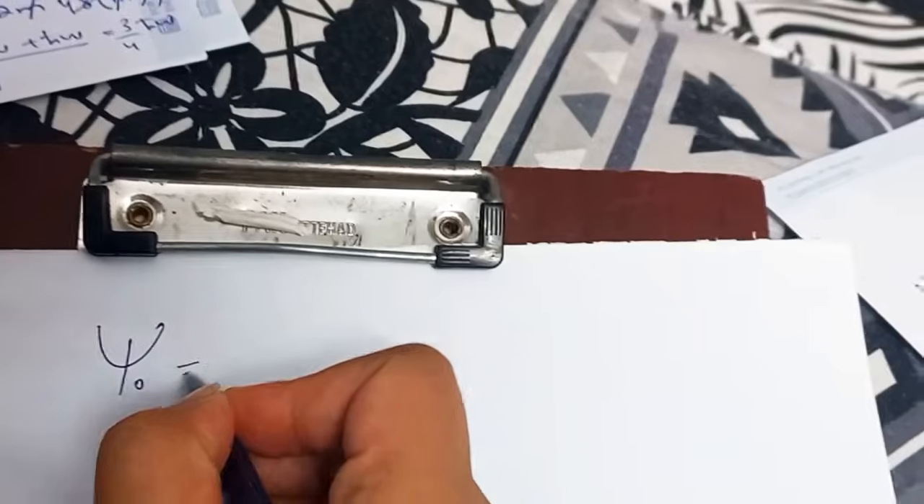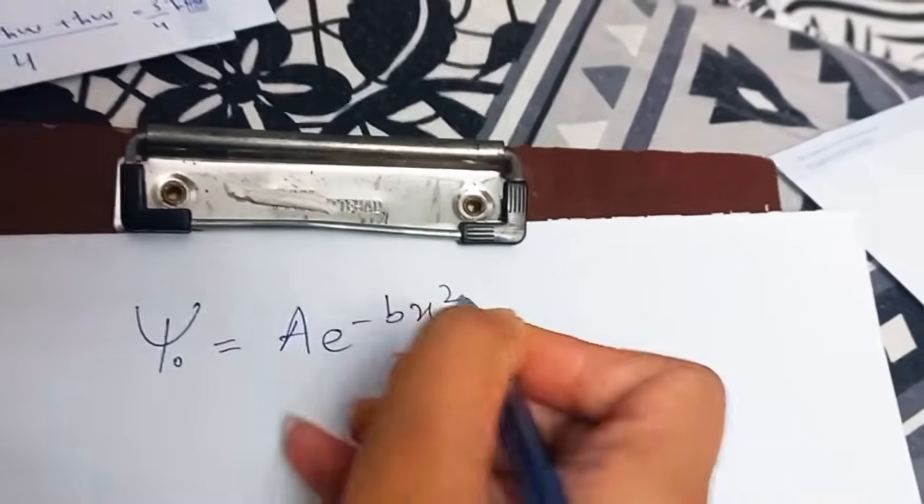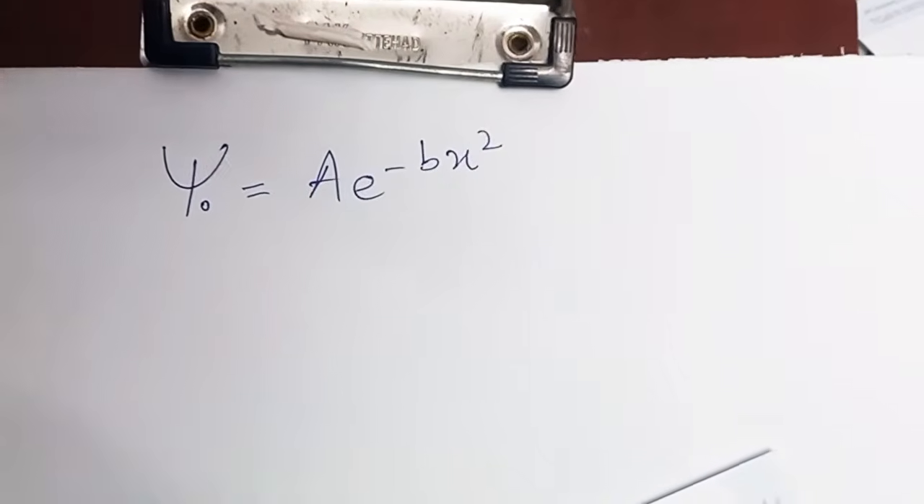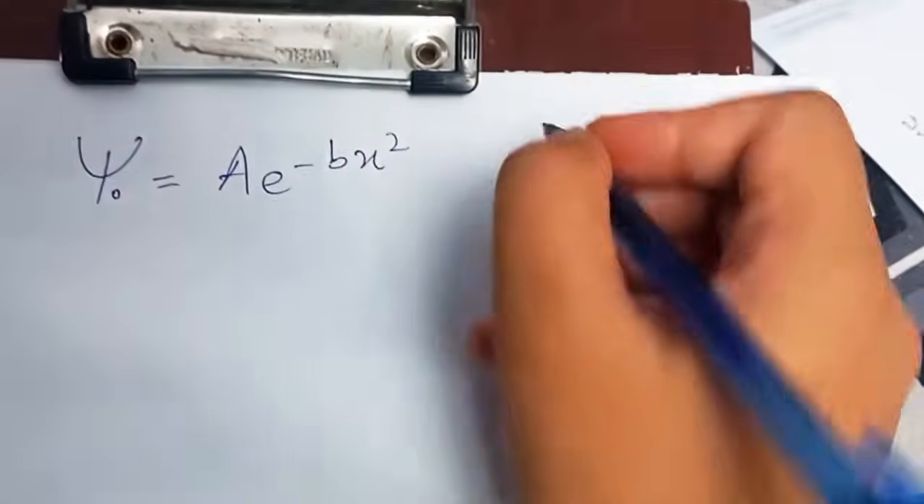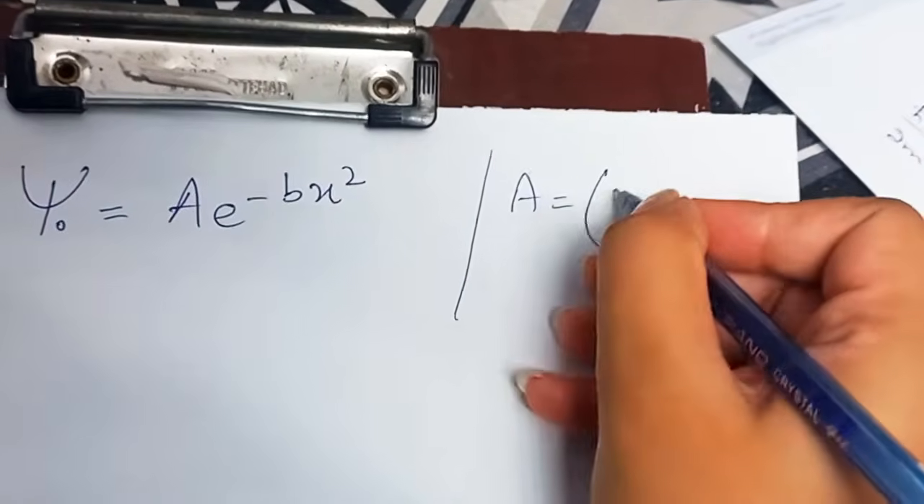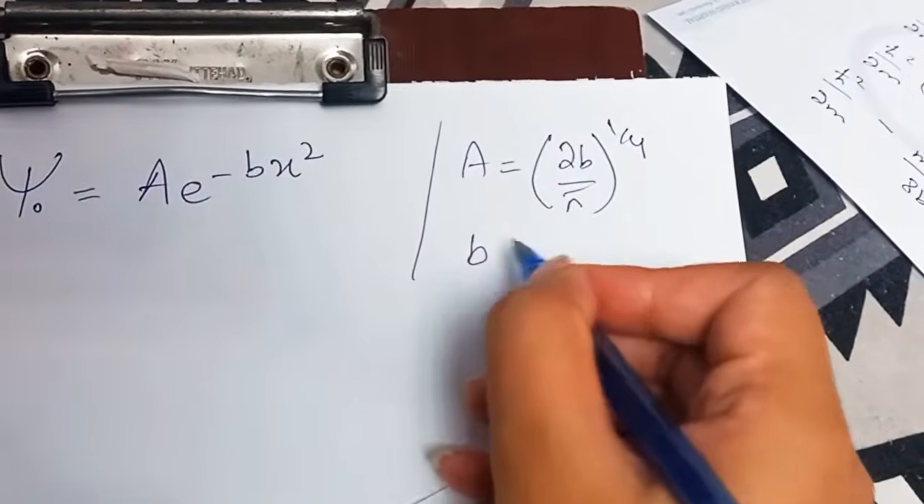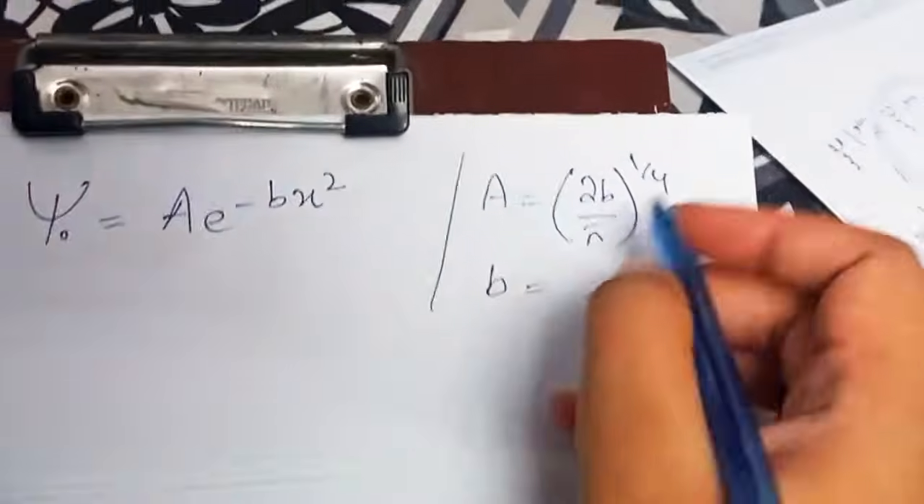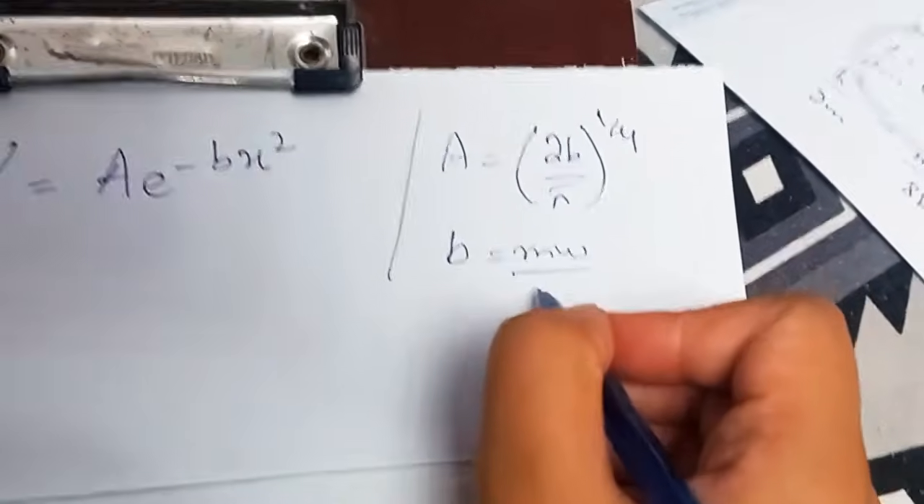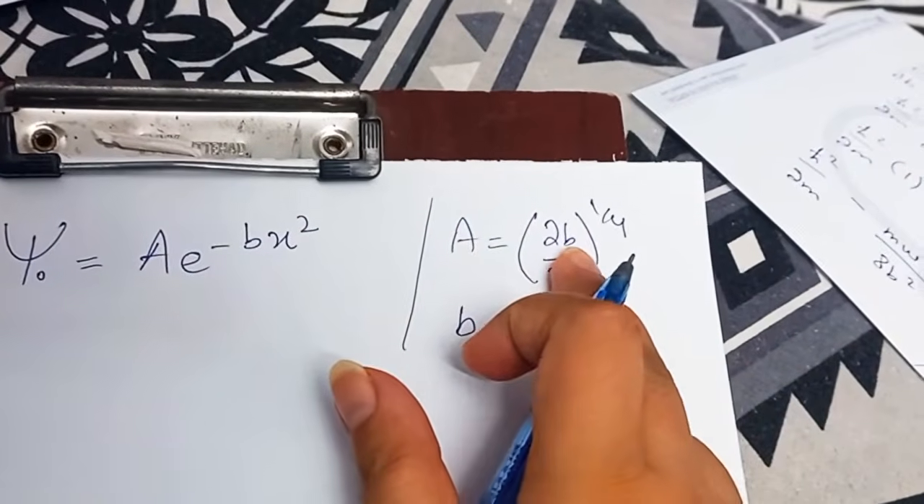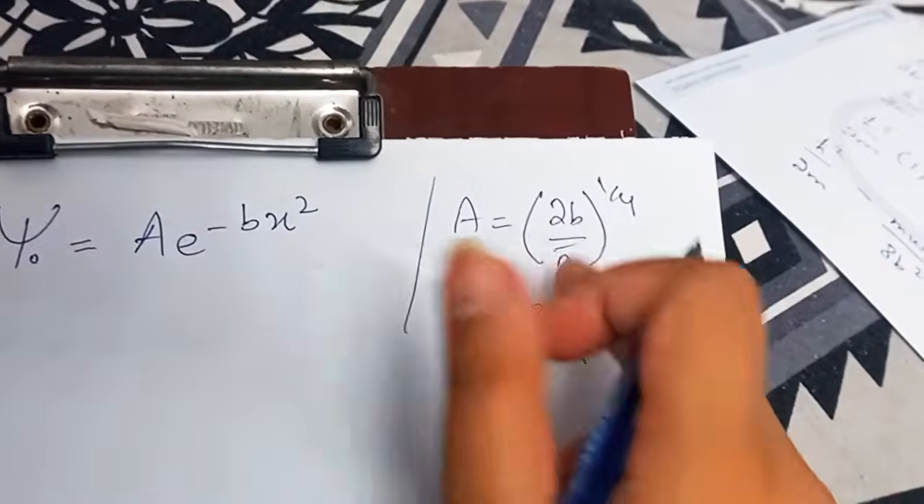Since we know the value of b and A as well, we can determine the ground state wave function, which was A e to the power minus b x squared. Here b is the adjustable parameter that we got. A was equal to (2b by π) to the power 1/4. Okay, and what is b? It's mω by 2ħ.